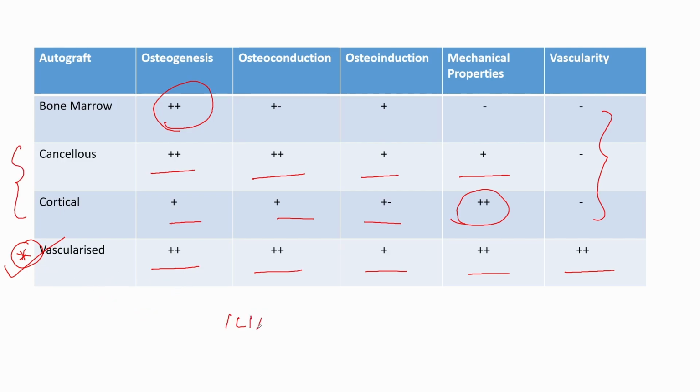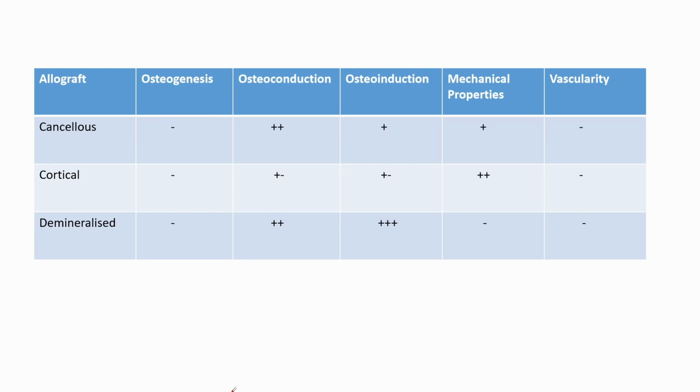So the most commonly harvested graft is the tricortical iliac crest graft, which has both cancellous and cortical part, giving a good mixture of properties. Coming to allograft. Allograft will have no osteogenesis as it is freeze-dried. The other properties of cancellous and cortical allografts will be similar to their autograft counterparts. Demineralized allograft, however, will have excellent osteoinduction.